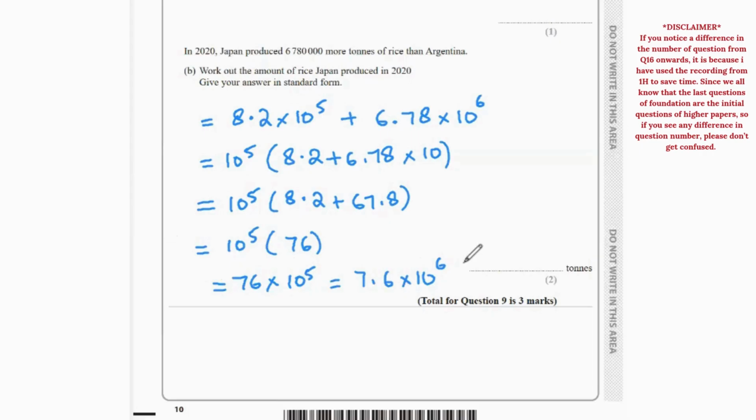The reason why I changed 76 to 7.6 is because in standard form, the number before the decimal has to be 1 or greater, but less than 10. So we can't write 76. 76 has to be turned into a decimal, so 7.6. So 7.6 times 10 to the power of 6 is your answer.